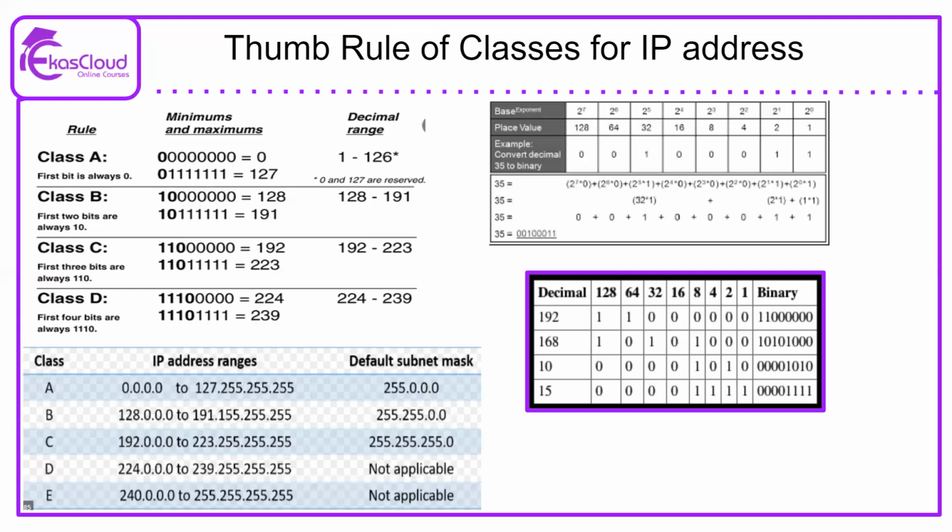counted as 191. That is 128 plus 32 plus 16 plus 8 plus 4 plus 2 plus 1. That will be calculated as 191. That is the maximum range. The minimum range, the beginning range will be 128 because class A can start from 0 to 127. So the class B will start from 128 and it can go up to 191.